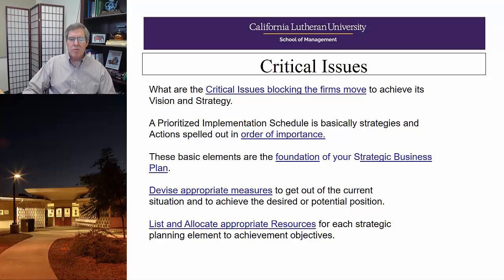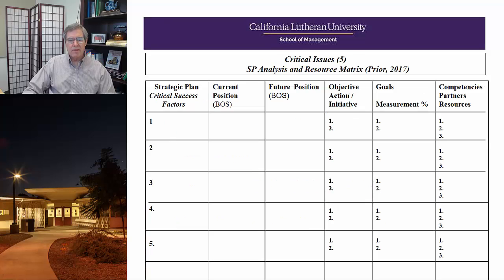So you need to devise appropriate measures to get out of the current situation and to achieve the desired or potential position. You need to list and allocate appropriate resources for each strategic planning element to achieve your objectives. So this is the model we're going to be looking at. So this is the strategic planning analysis and resource matrix.